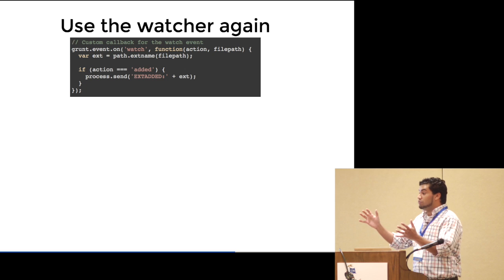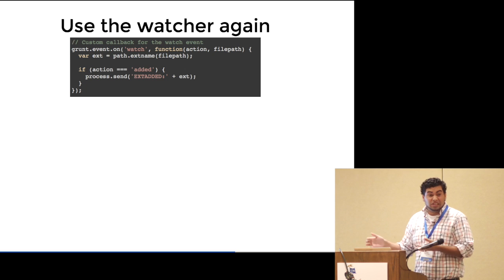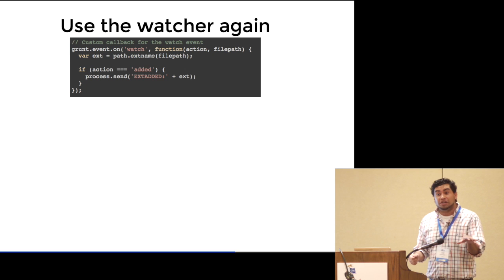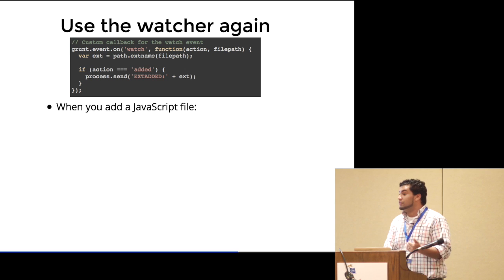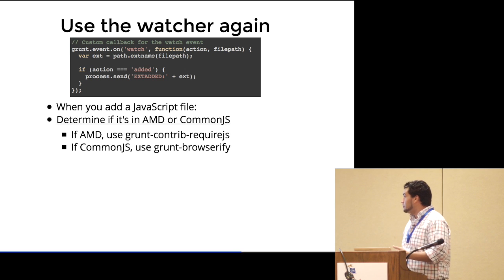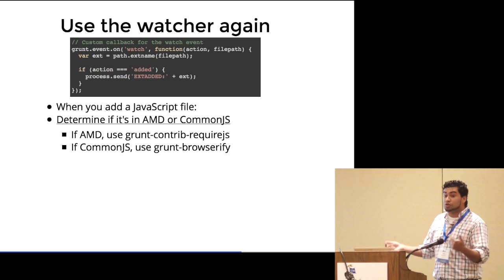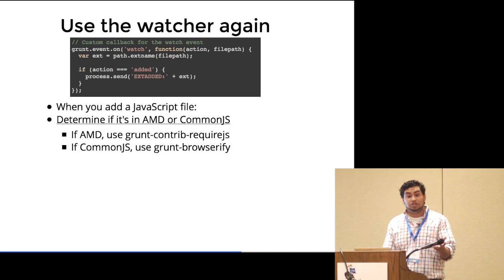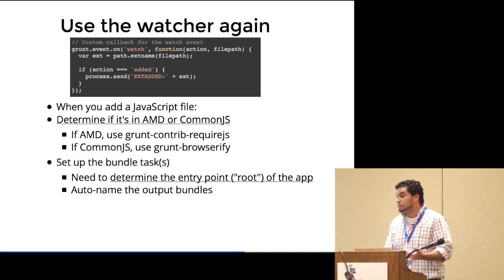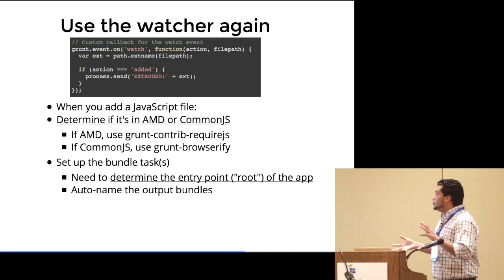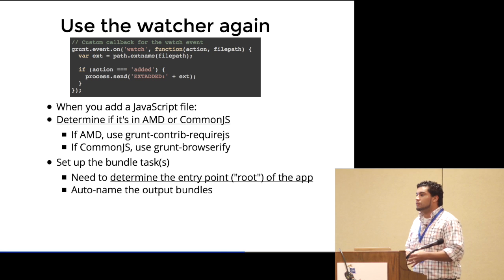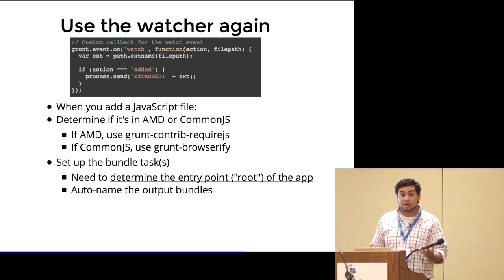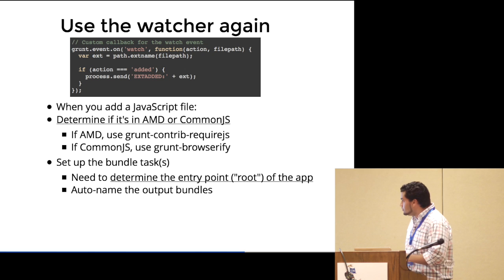Okay. You have a JavaScript file. Is it in AMD or is it in CommonJS? That's really important because it influences the plugin that you use. Okay. If in fact it's AMD, you use Grunt Contrib Require JS. If it's CommonJS, you use Browserify. Okay. Once you know which plugin to use, it's a matter of generating the appropriate configuration for that plugin.